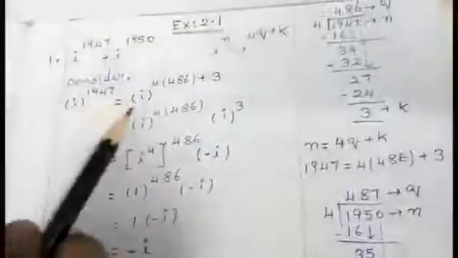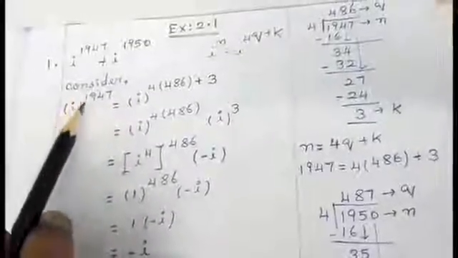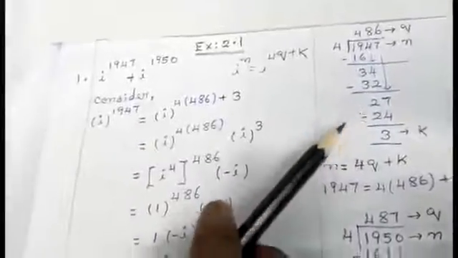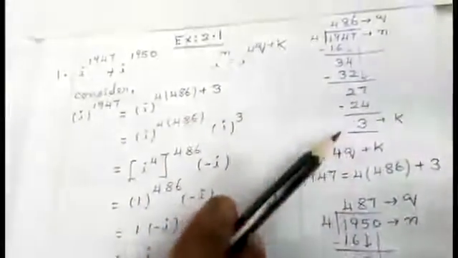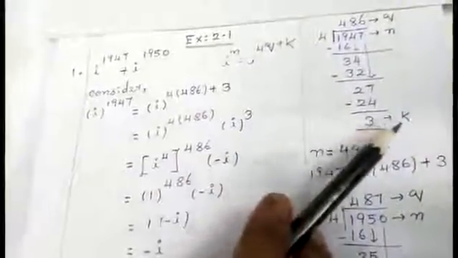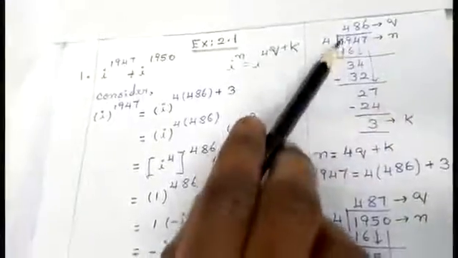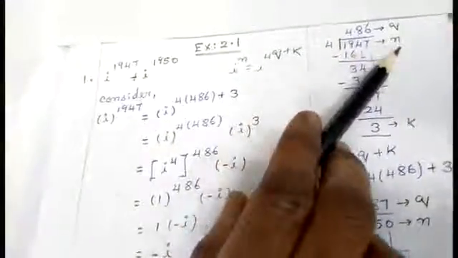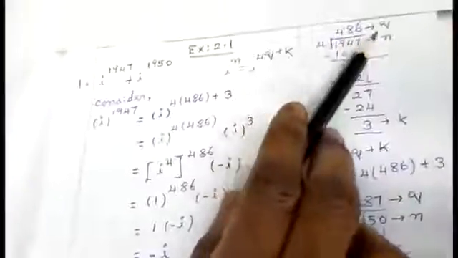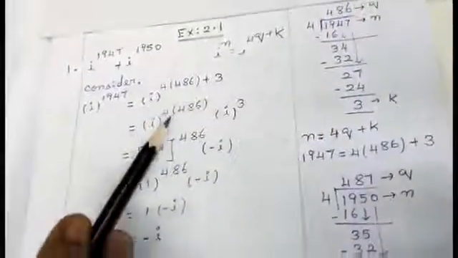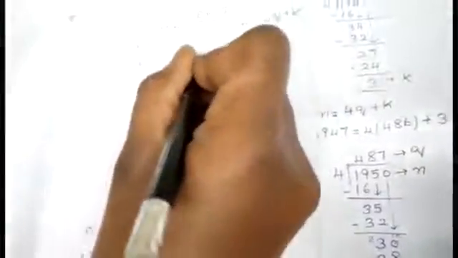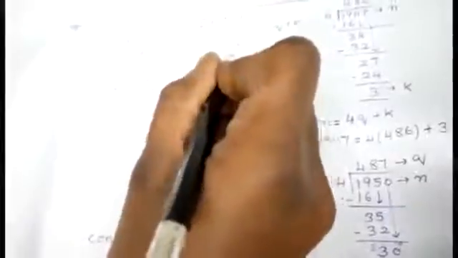What I have done here is, 1947 I am going to divide by 4 table. While dividing, I get a value like this. The remainder I take as k, and 1947 I take as n. The top value I take as q. You are going to replace in this place, students. After replacing, that is 4q plus k. This is the model, 4q plus k.